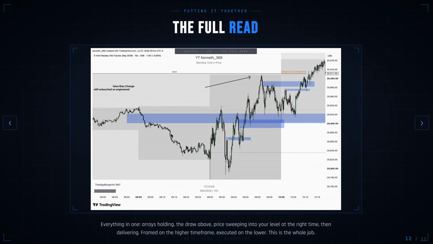So as you can see here, you first have all those arrays holding, like I said, and you have the false bias change. Then here into the lower time frames, see that we're rejecting, and we keep on going until that original consolidation. So this indeed was just a false bias change.